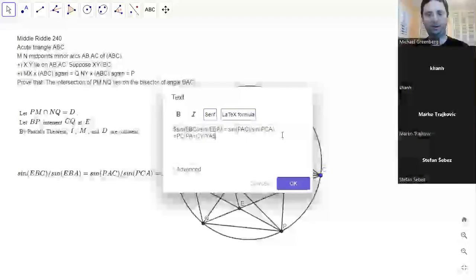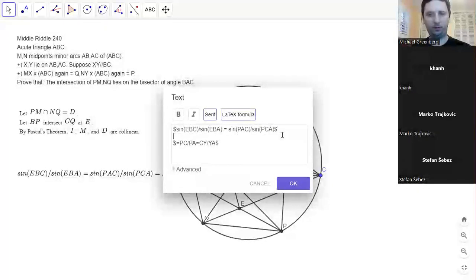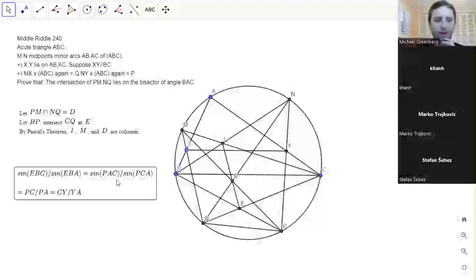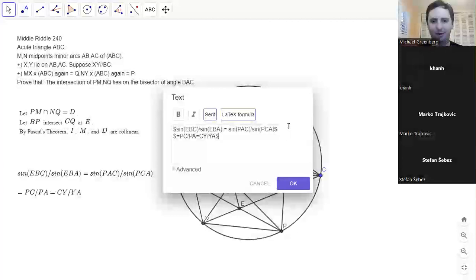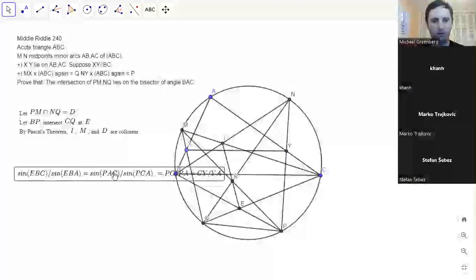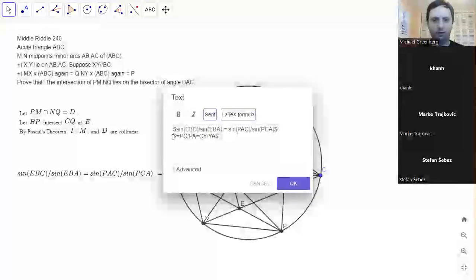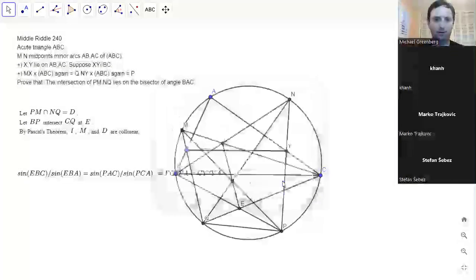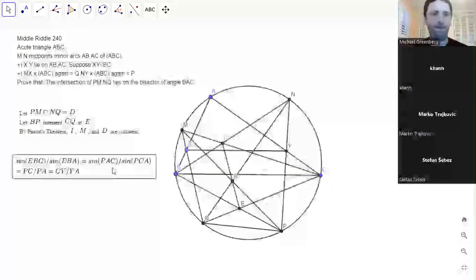It won't put it on a different line. Let's see if this works. But now it's all weird because it has an extra line. Okay, let's see. I'll just live with it. There we go.